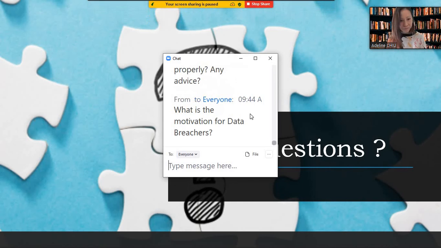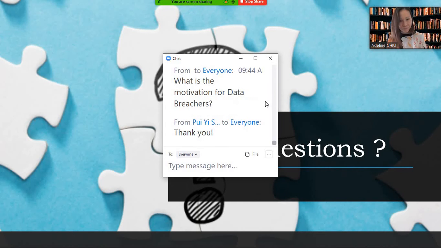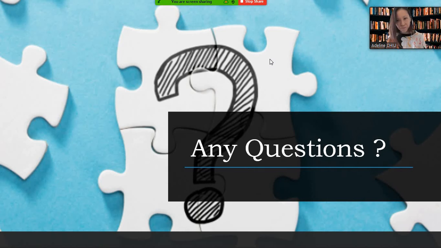Right, I think we have another question. What is the motivation for data breachers? I'd say the primary motivation for data breachers is monetary. What data breachers look for is to collect all of the data and try to sell it at a high price. As I mentioned earlier, they put it on a bid. So it's a very financial-based motivation for them.